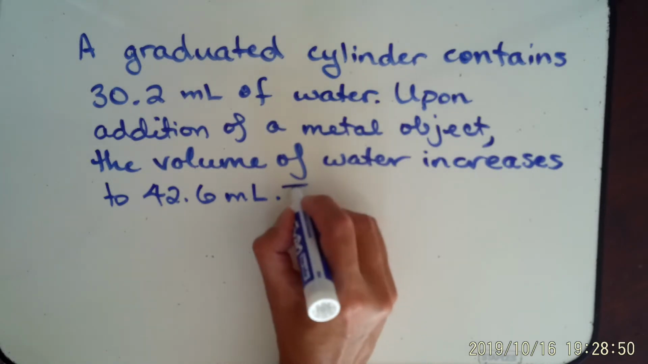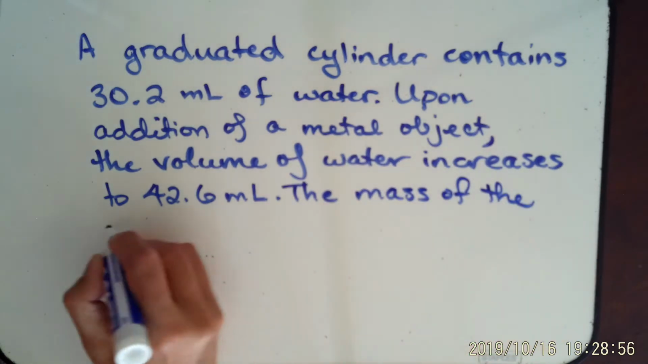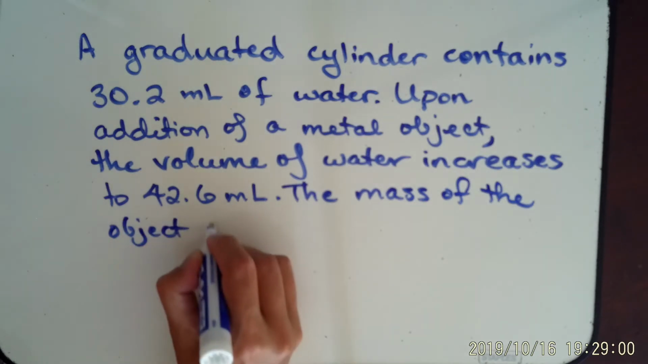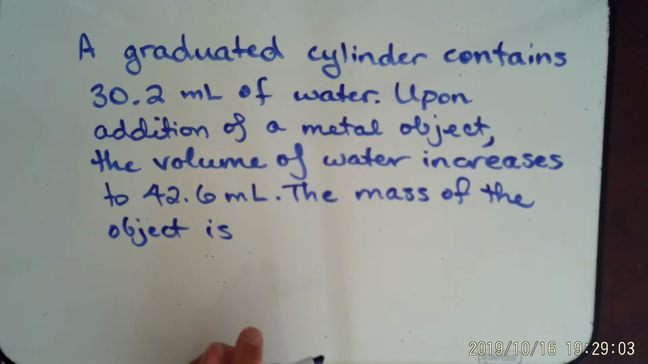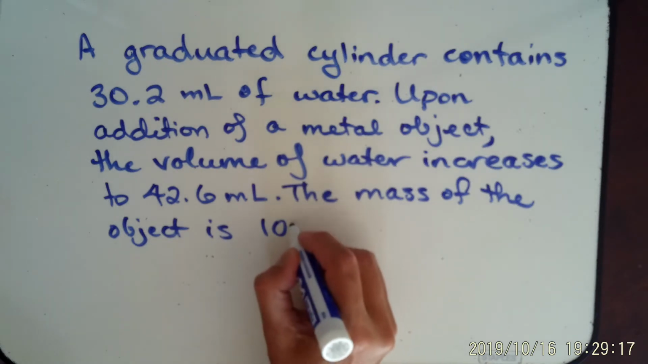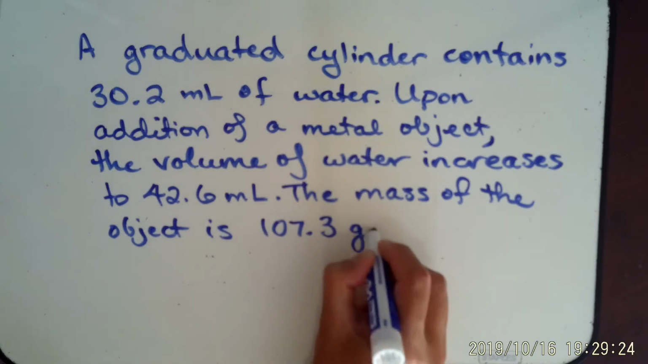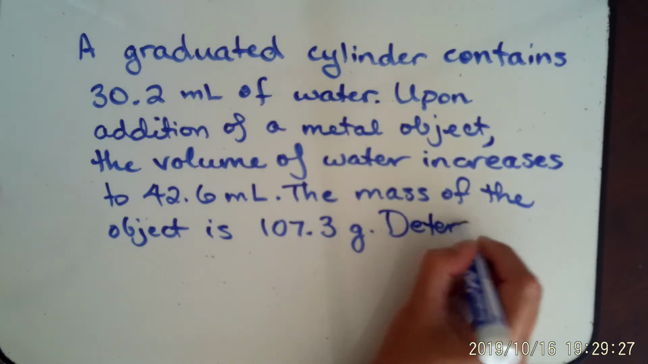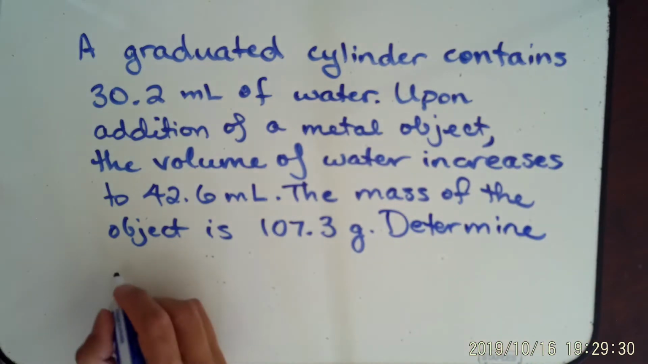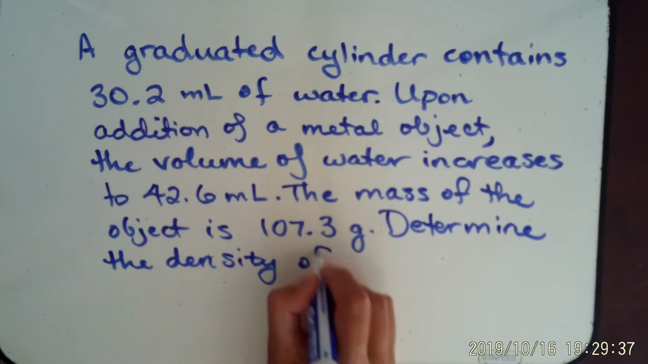And the mass of the object is, let's say, 107.3 grams. Determine the density of the object.